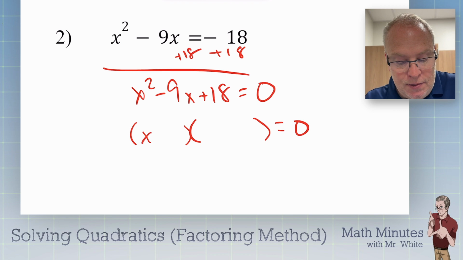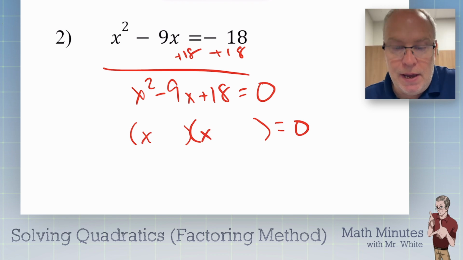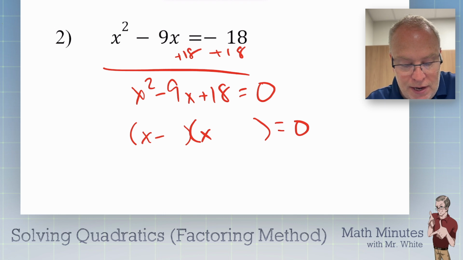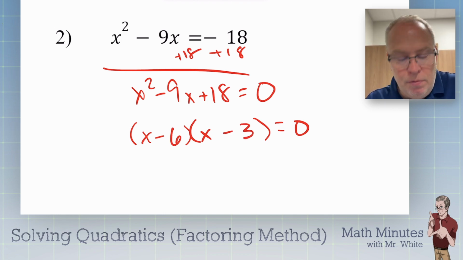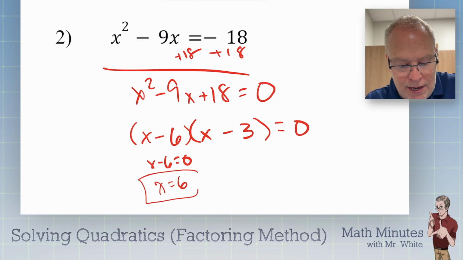And this would be x and x. It's either 18 and 1, 6 and 3, or 9 and 2. That's the only way you're going to make 18. And of course, 6 and 3 add up to be negative 9. Negative 6, negative 3. So you set each one to 0. So you get x equals 6 is one of the answers.